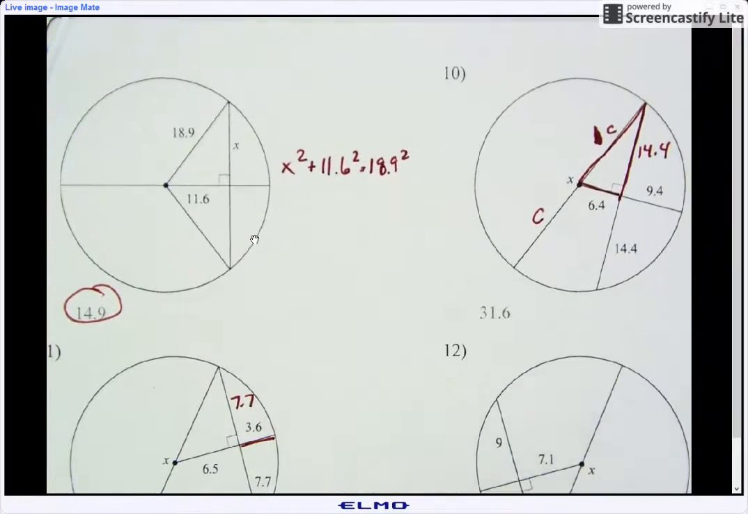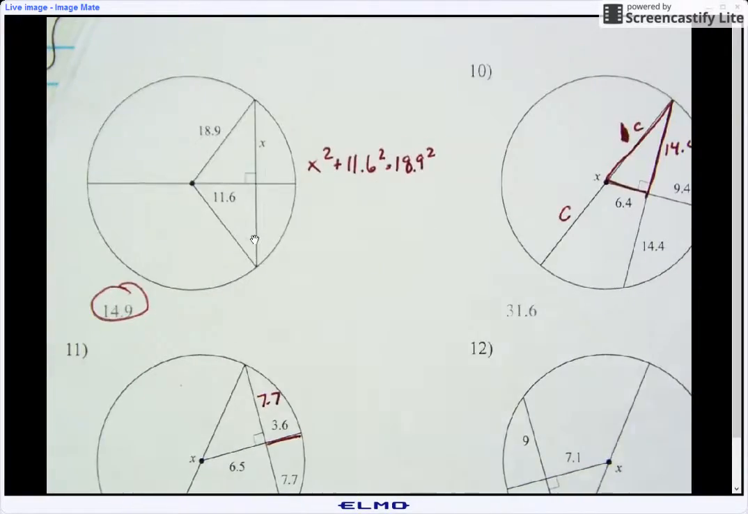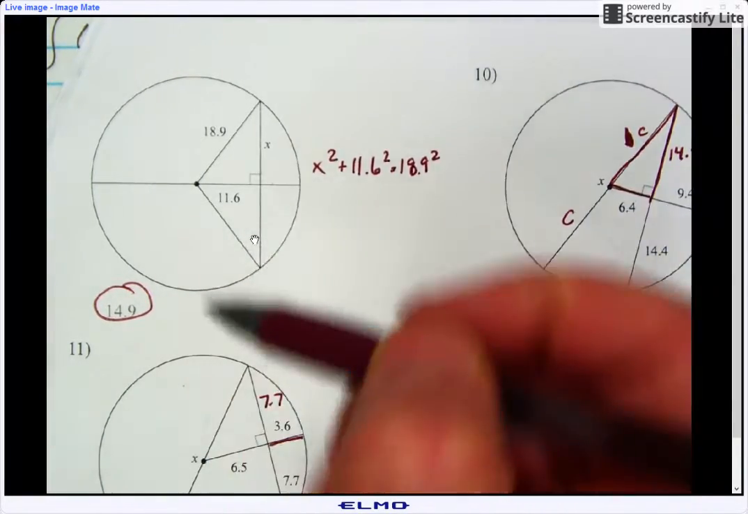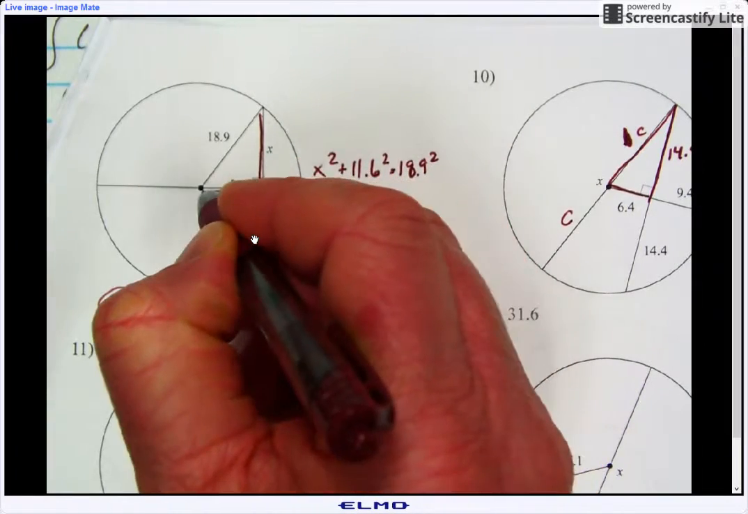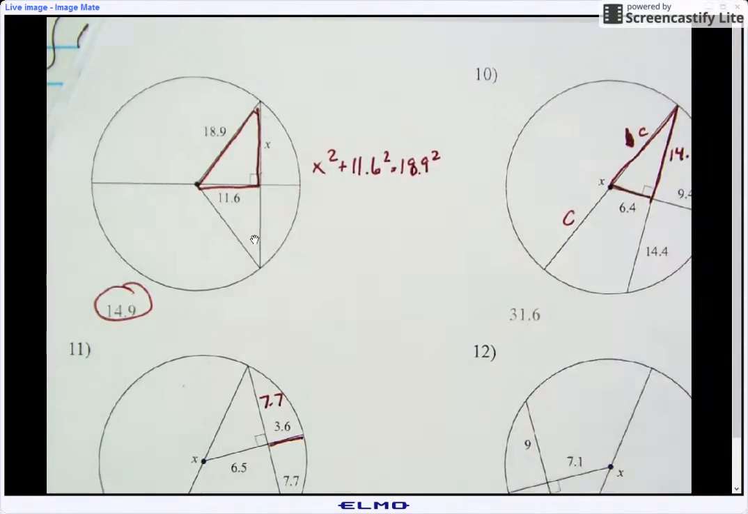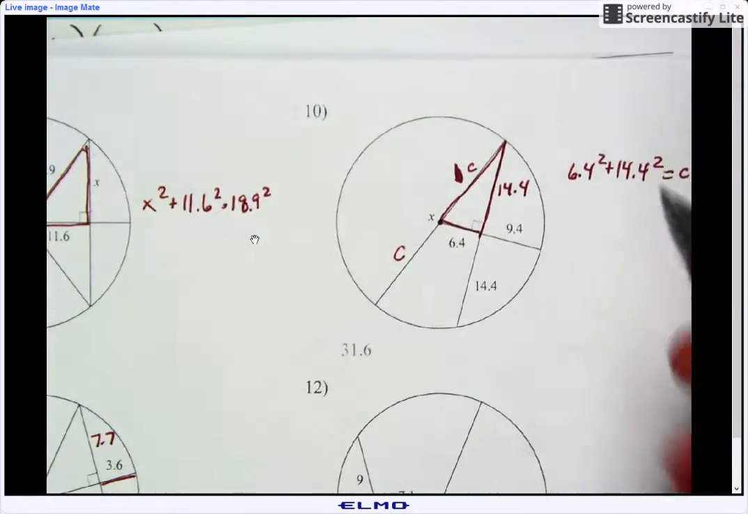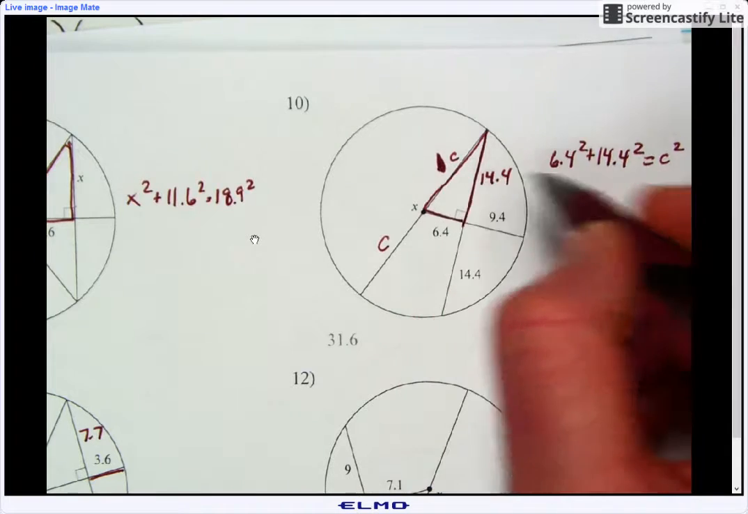Okay, for the second page here, I'm just going to show you some of the answers and some of the setups. On the first one, pretty straightforward, Pythagorean theorem. X squared plus 11.6 is 18.9, solve. The second one is a little bit tricky because x is the diameter.